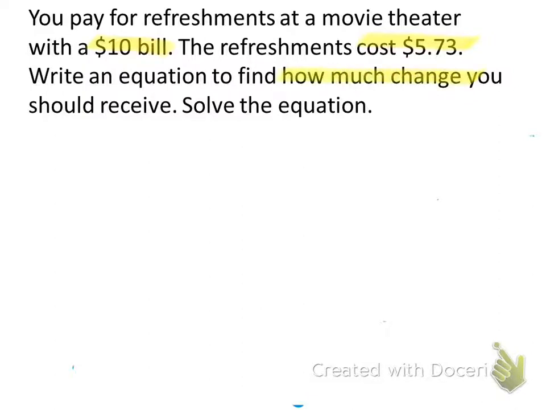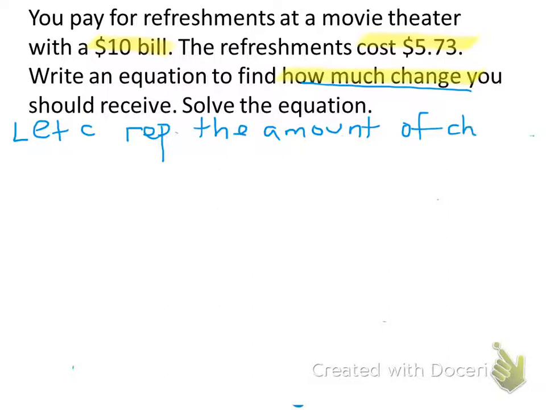Then solve the equation. Our next step is to write a let statement. I'm going to choose the variable C because we are talking about how much change you should receive. My let statement is going to be let C represent, you can just write REP, the amount of change. We've done steps 1 and 2 now. Now is the step 2.5.